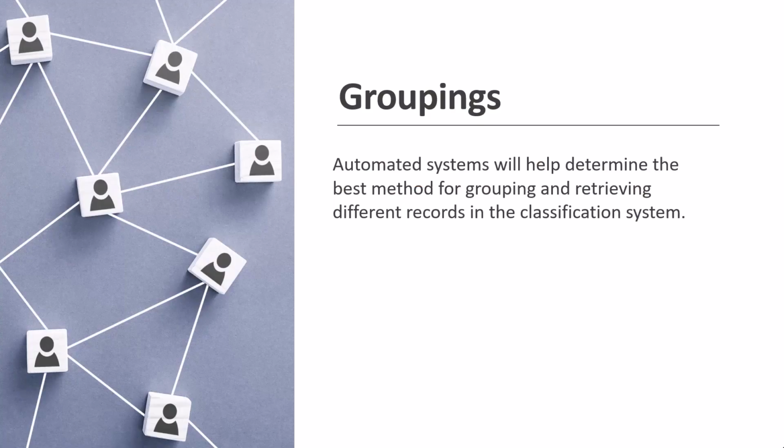Groupings. The groupings of electronic records do not have to follow subject classification. Different automated systems will help determine the best method for grouping and retrieving different records in the classification system. It is possible to create new records using search options that find all of the pertinent information at one time. For example, you can break down a client's records to specific time periods.